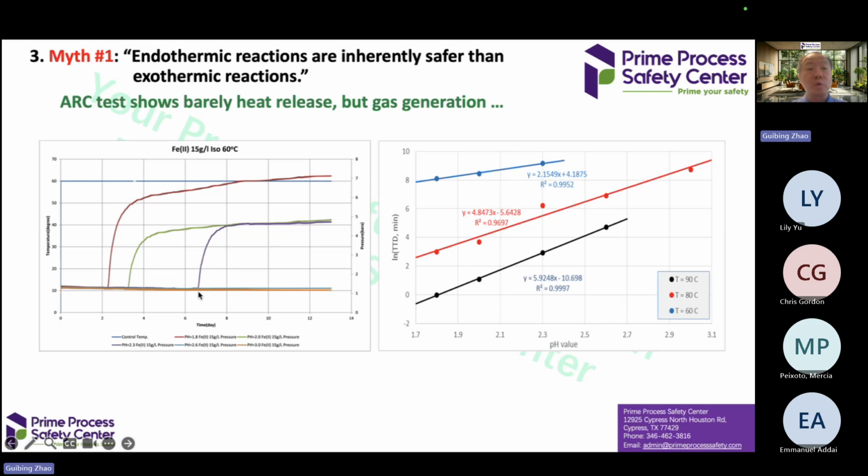and the time to decomposition changes when we fix the temperature. Even for the same pH value, for example 1.9, when you change the temperature the time to decomposition also changes. So this tells us that in this situation, this is an autocatalytic reaction. So for the first misunderstanding: when you talk about endothermic reactions, watch out for gas generation. That's a point to take away for everyone.